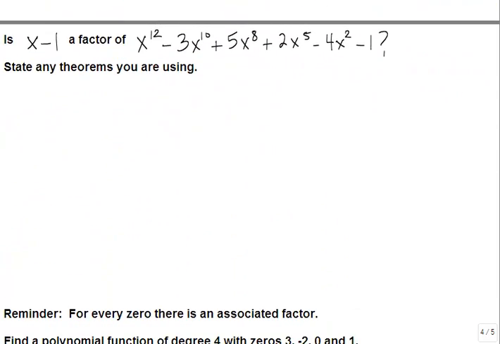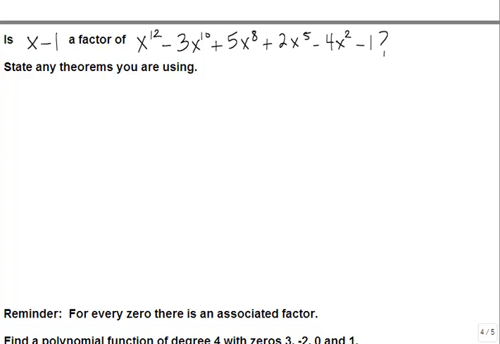All right, the last couple of problems here. Is x minus 1 a factor of this 12th degree polynomial? And state any theorems that you are using. Now you have several options here. If something is a factor, that means it has to divide in evenly and give you a remainder of 0.